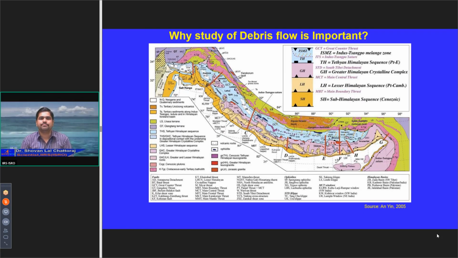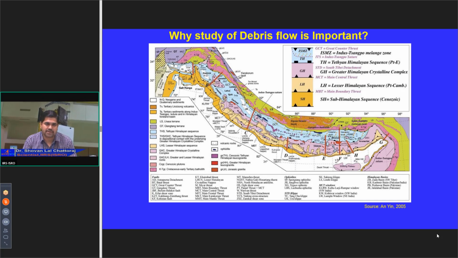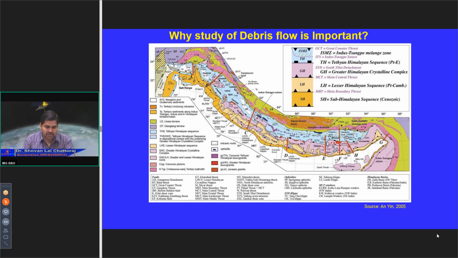Now, why is the study of debris flow important? It is important because you have to think about where exactly we are located. We are very close to the Himalayan thrust system. We are very close to the MBT, and the active MCT and beyond is also not far from this place. So every now and then there is activation of seismic waves that keeps on making the landslides active.